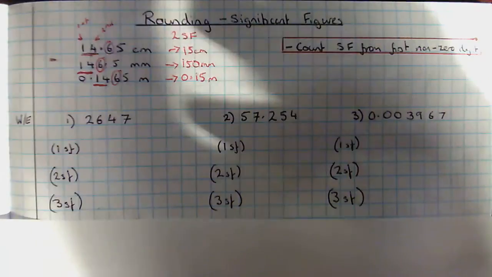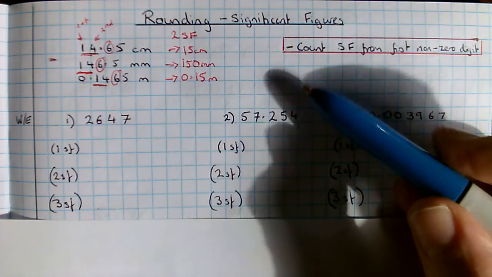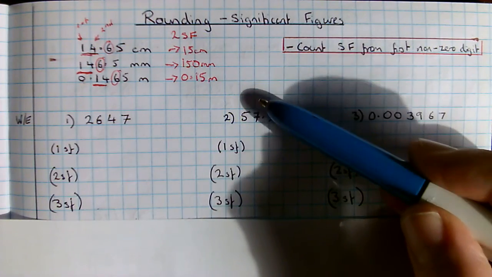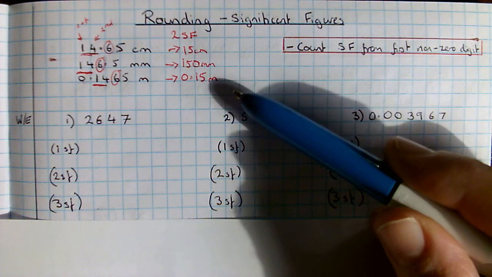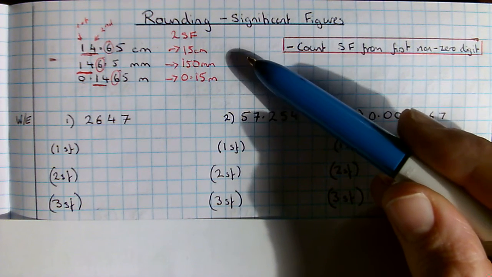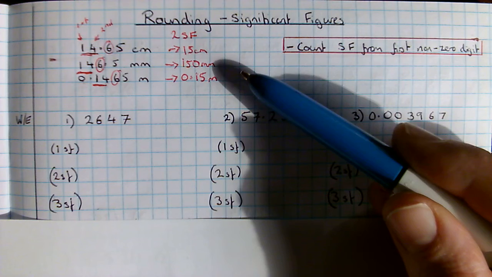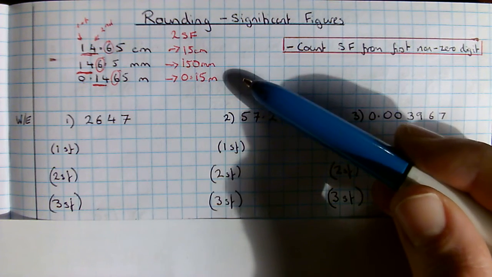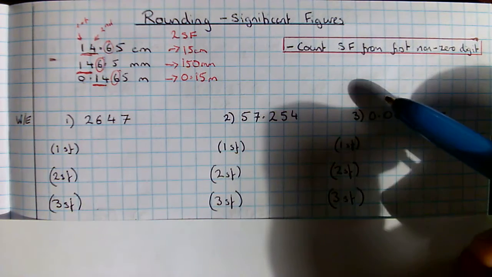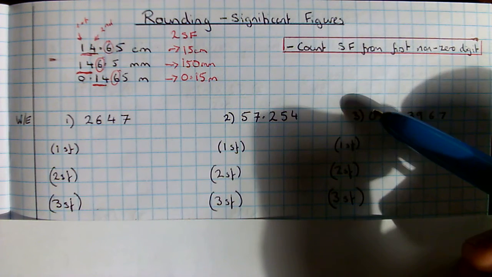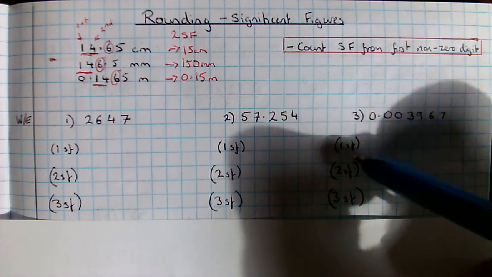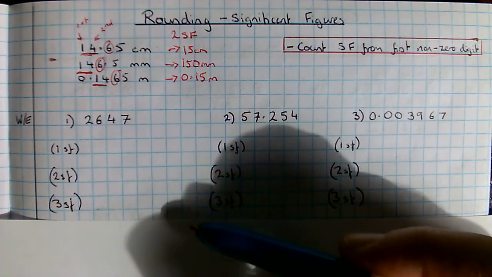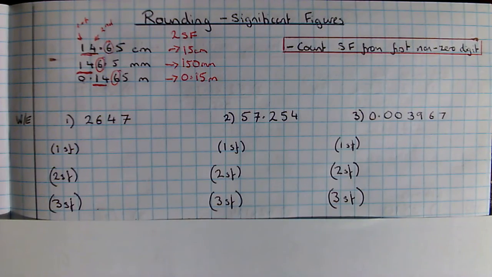So the great advantage of rounding to significant figures rather than decimal places is that it's blind to the units of measurement. So all of these maintain the same level of accuracy whether they're measured in centimetres, millimetres or metres. So we're going to have a go at rounding some numbers to significant figures, and for all 3 of these numbers we're rounding to 1, 2 and 3 significant figures.